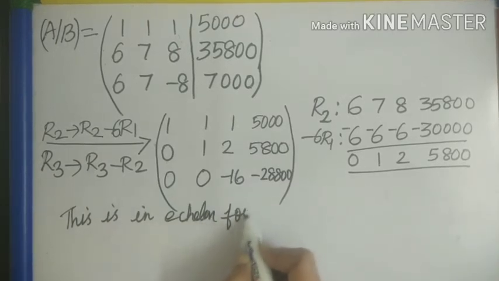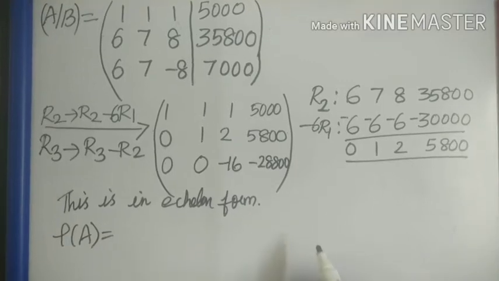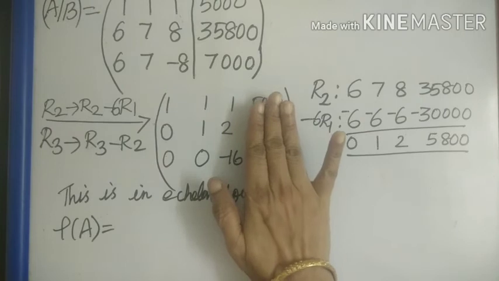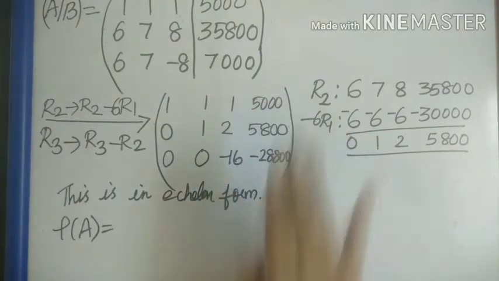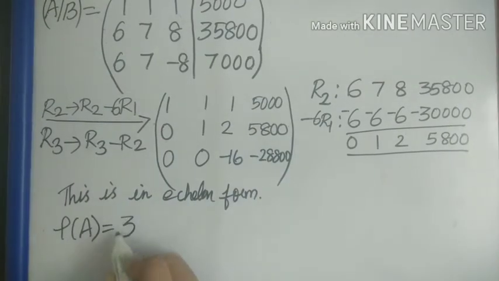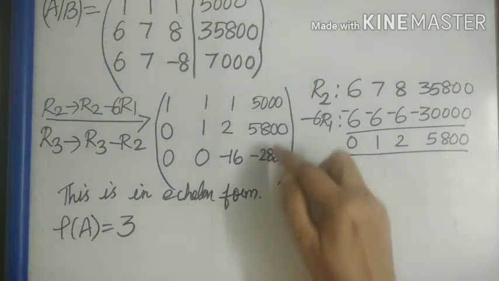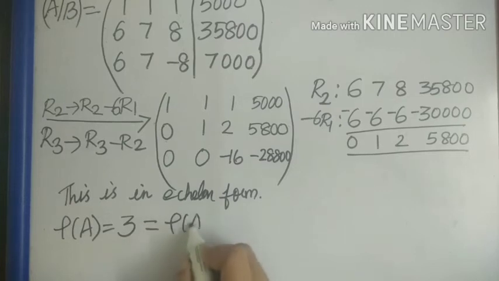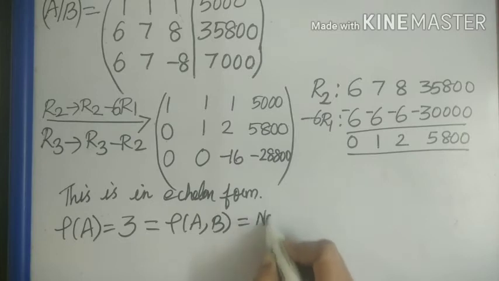Once I say they are in echelon form, I have to write what is rank of A. What is rank of A? Rank of A means hide the last column. See how many non-zero elements? 1, 2, 3. So we have rank of A is 3. What about rank of AB? That is also having 1, 2, 3. So 3 non-zero rows.